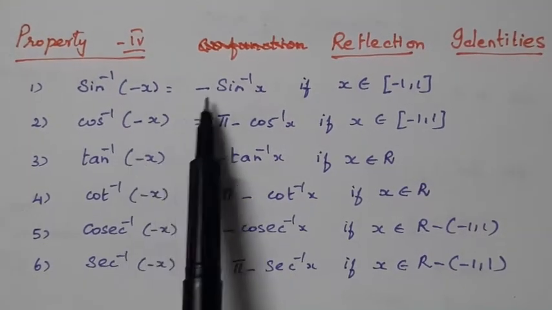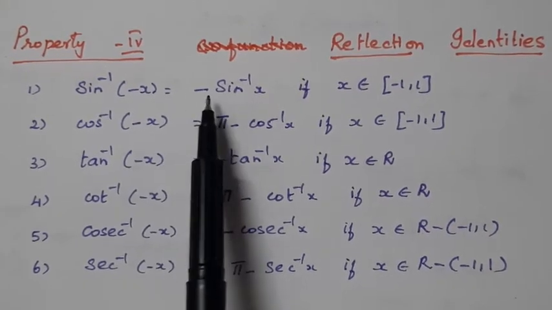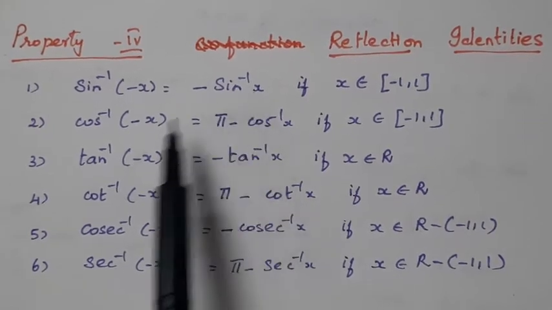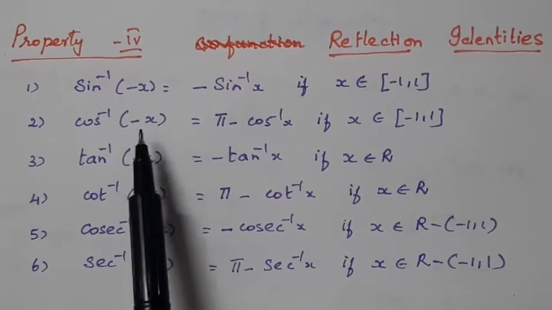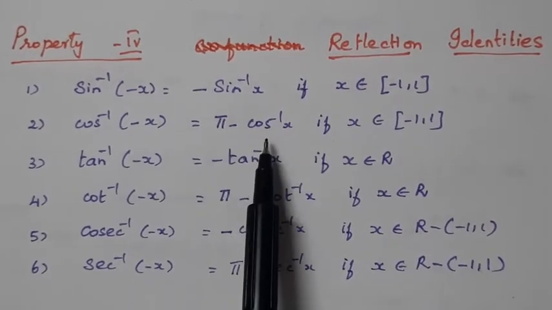You have to remember this identity like this. As sine of minus theta is equal to minus sine theta, in this way sine inverse of minus x is equal to minus sine inverse of x. But cos of minus theta will be equal to cos theta, so here it is somewhat different. Cos inverse of minus x is equal to pi minus cos inverse of x.